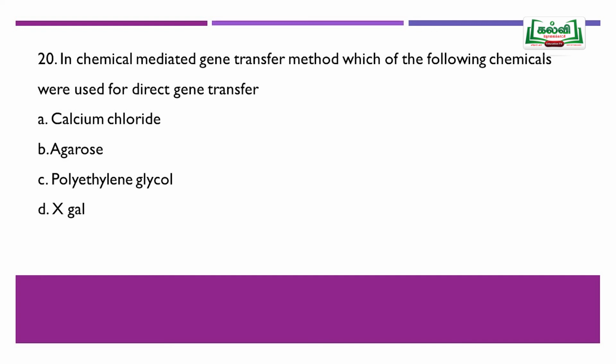If you take polyethylene glycol, it is actually a viscous chemical. Using this viscous chemical, we may fuse protoplasts, and it is highly used in gene transfer techniques: polyethylene glycol, PEG. The next one is X-gal. X-gal is used for selective identification of a recombinant. So the exact and accurate answer for this question is option C, polyethylene glycol.